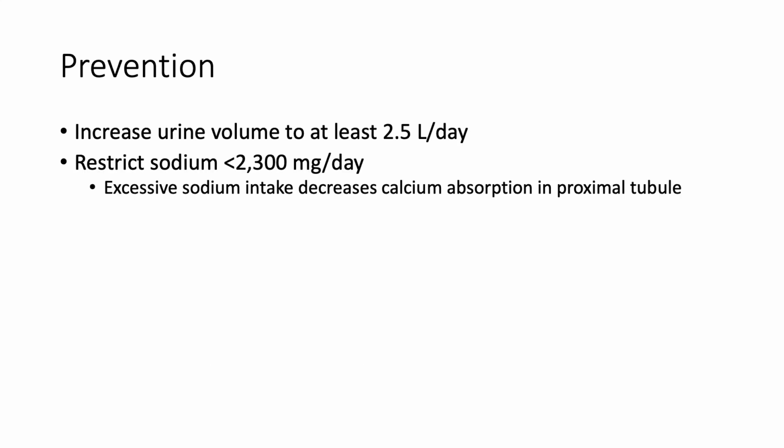So once you've dealt with the kidney stone, you want to prevent the patient from getting more kidney stones in the future. Most patients will have recurrent kidney stones, and so it is important to think about prevention. One thing you should recommend for all patients is to increase their urine volume to at least 2.5 liters a day. So that means they're going to have to be drinking at least 2.5 liters per day. You also want to cut their sodium intake if possible, because excessive sodium intake does decrease how much calcium is absorbed in the proximal tubule.